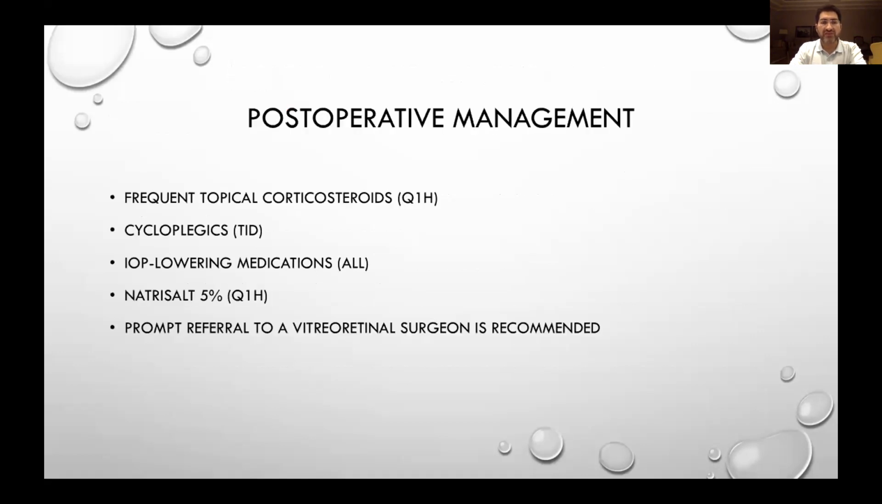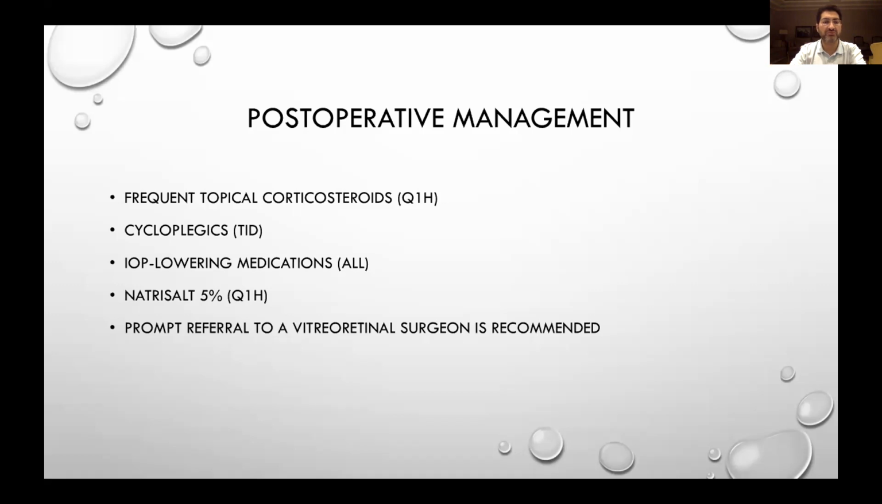So, post-operative management: frequent topical steroids, usually every hour, cycloplegia, IOP-lowering medications, full IOP management. I put them on even acetazolamide, Diamox. Even if the pressure is in the teens and 20s, I usually put them on all IOP-lowering medications. I found that to be helpful, not only to prevent the spike of IOP, but also to facilitate clearing of corneal edema. Also, I ask the anterior segment specialist to put the patient on Muro 128 drops and an ointment to help speed the recovery of the cornea.